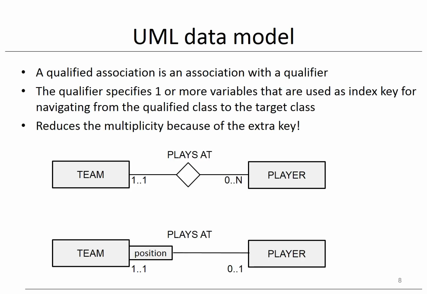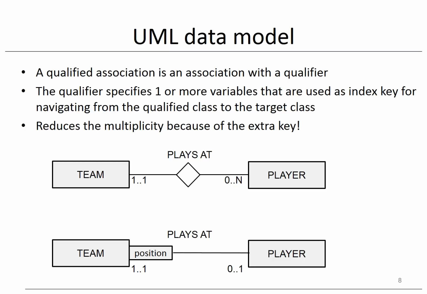A qualified association is a special type of association. More specifically, it uses a qualifier to further refine the association. The qualifier specifies one or more variables that are used as index key for navigating from the qualified class to the target class. It allows to reduce the multiplicity of the association because of this extra key.